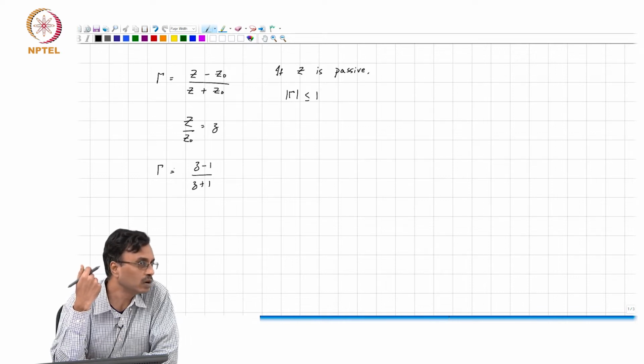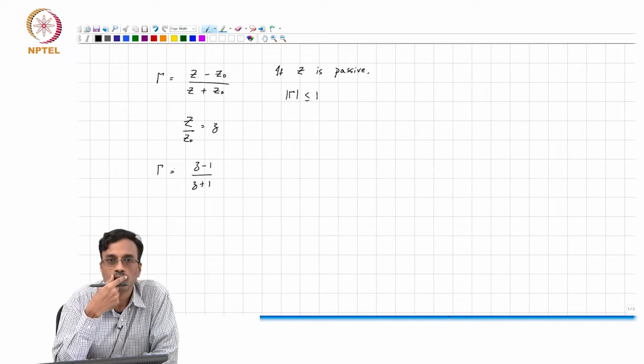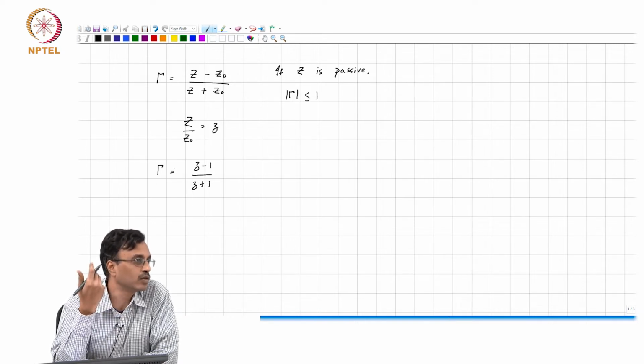Have you seen this before? This function z minus 1 by z plus 1 in some other context? Where? Yes, no, I mean, you have either seen it or you have not seen it. Danish.